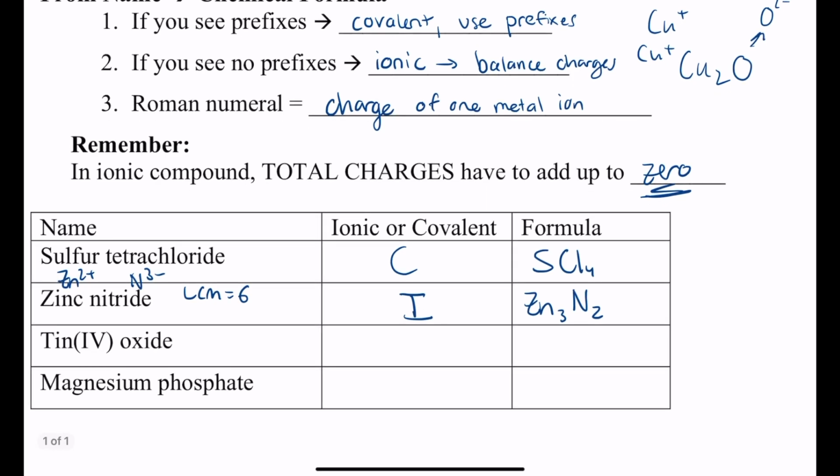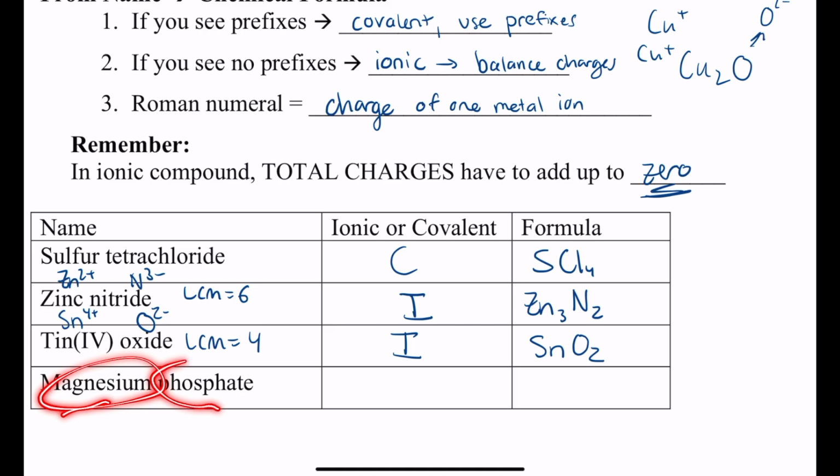In our next example, we have another ionic compound because there's no prefixes, and we see a Roman numeral. Tin has the formula Sn, and this is tin 4, so the charge is 4 plus. Oxide is O with a 2 minus charge, so if we're looking at the least common multiple between 4 and 2, that's going to be 4, which means we just need 1 tin ion and 2 oxide ions to balance out our charges. So we would write the formula SnO2.